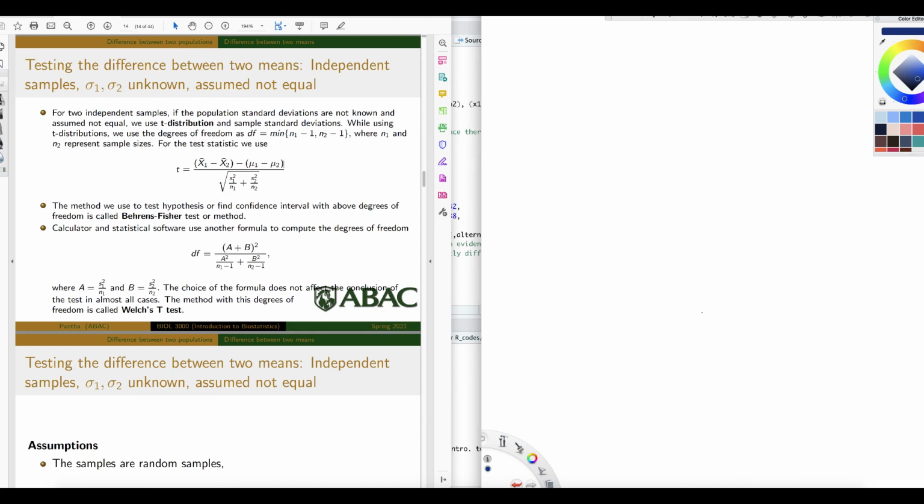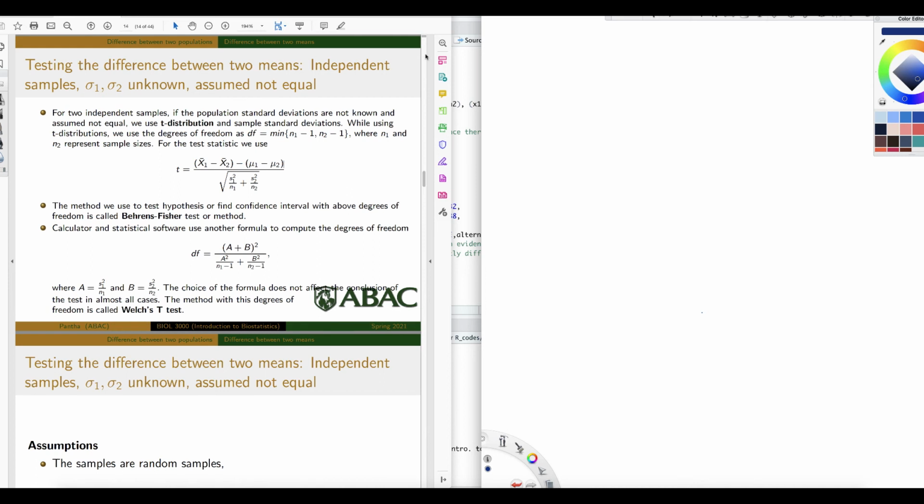Hi, in the last video, I discussed how to compare two population means when sigma 1 and sigma 2, meaning the population standard deviations, are given. In this video, I'm going to show you how to compare two population means by using hypothesis testing when the population standard deviations sigma 1 and sigma 2 are not given.